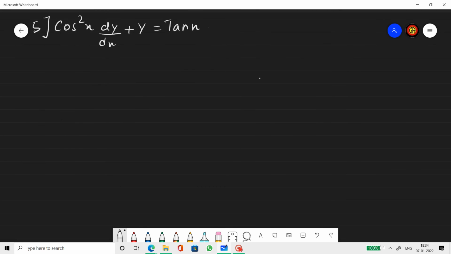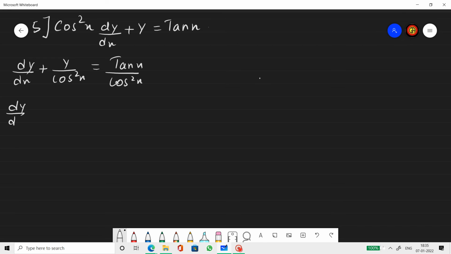Fifth question, cos square x dy by dx plus y equals tan x. Here it is not in the standard form directly, because there is a coefficient for dy by dx. Standard form means dy by dx plus py equals q. There shouldn't be any coefficient for dy by dx. So the first job is to get rid of this term. So divide the whole statement by cos square x. Then this will become dy by dx plus y by cos square x equals tan x by cos square x.